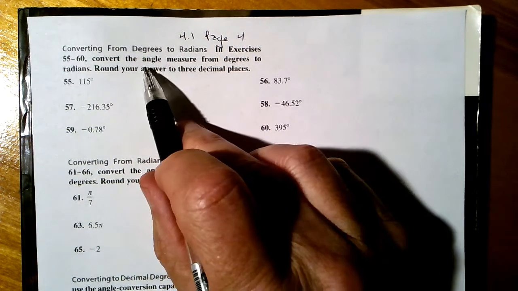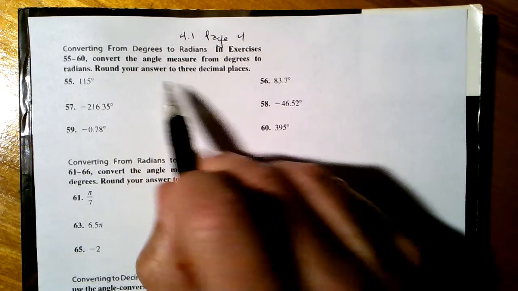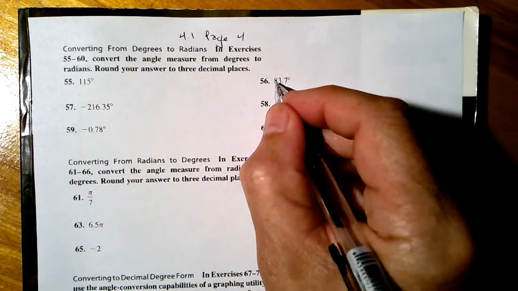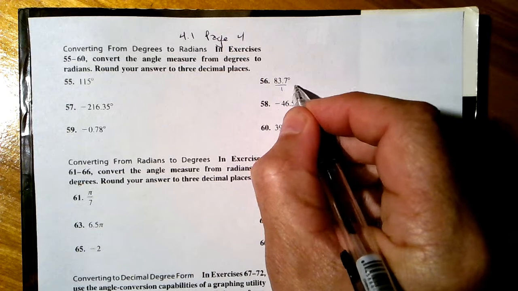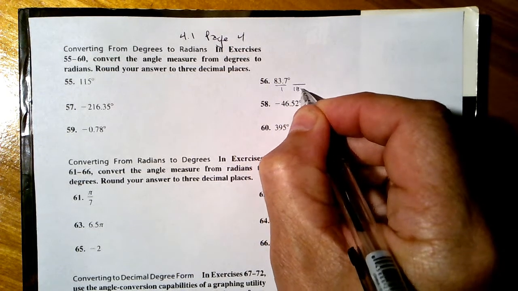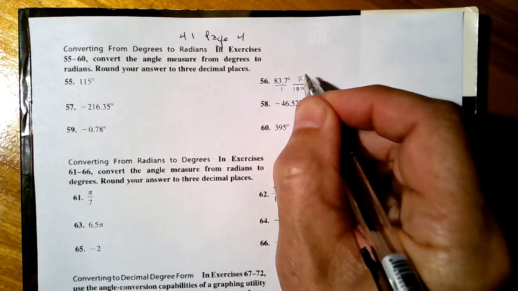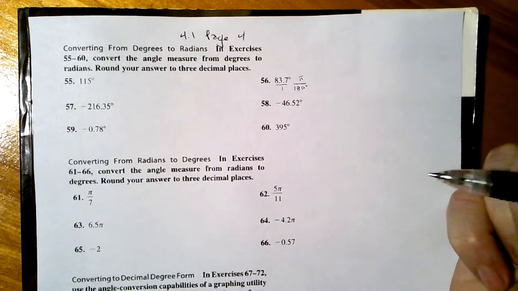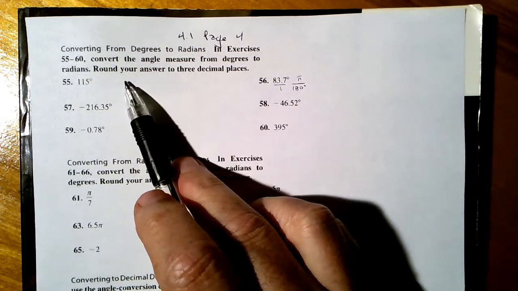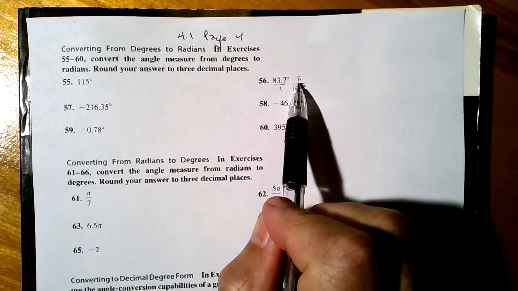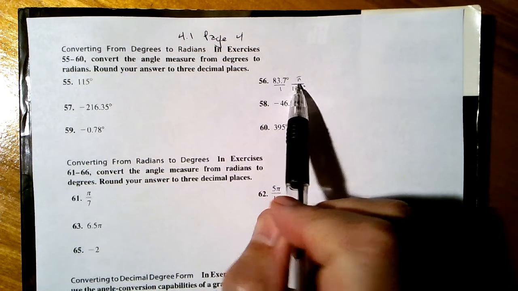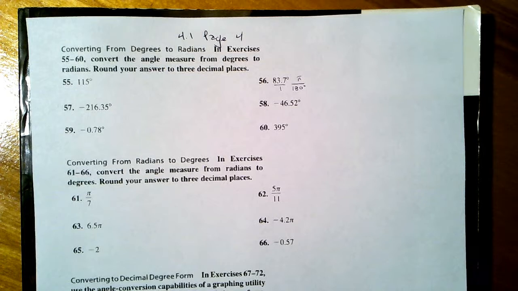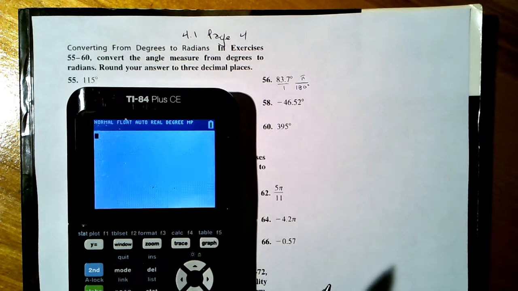So convert the angle measure from degrees to radians. This is a degree measure, so I want to cancel degrees. 180 degrees is equal to pi radians, so pi on 180 is like multiplying by 1. We're to round our answers, so I'm assuming they want us to use pi. Now, do not use 3.14. Use your pi key.